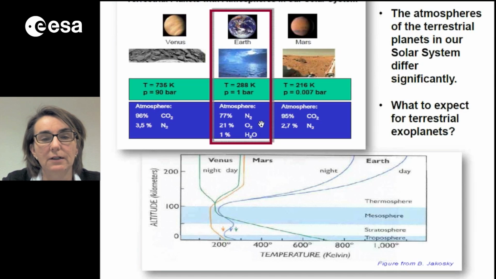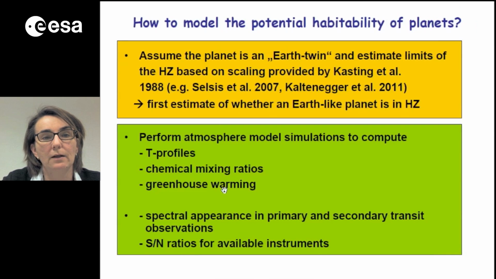caused by life. So there are two choices. We can assume these planets have a CO2-dominated atmosphere, or we can assume they may have developed life as on Earth and take the modern Earth atmosphere. So let's, as a most simple example, assume the planet is an Earth twin.